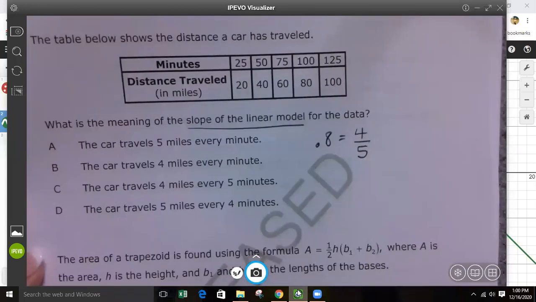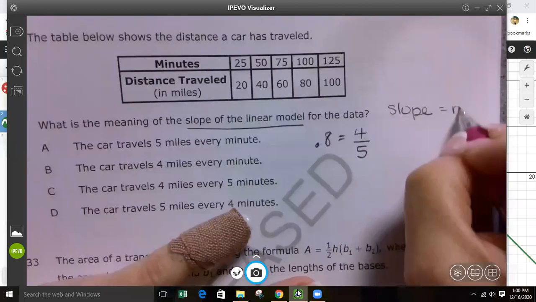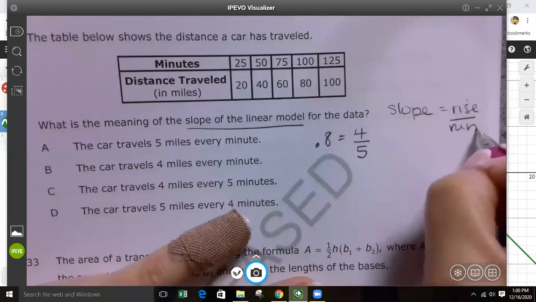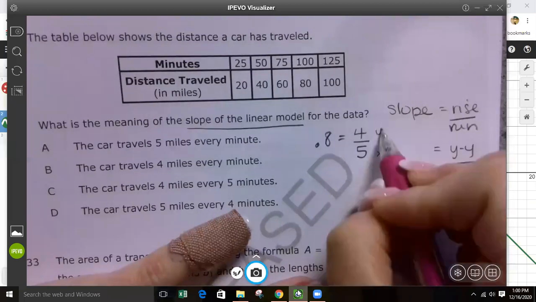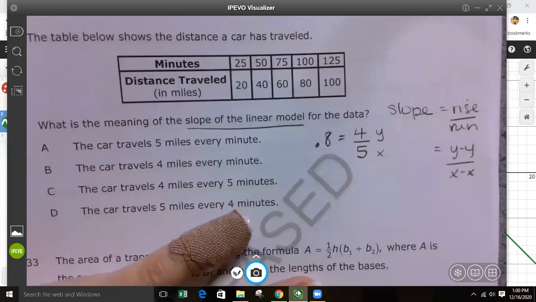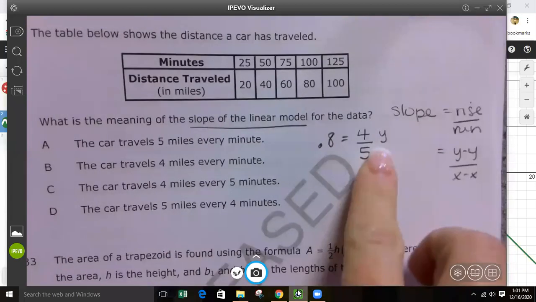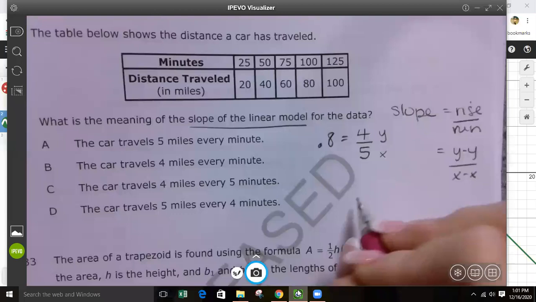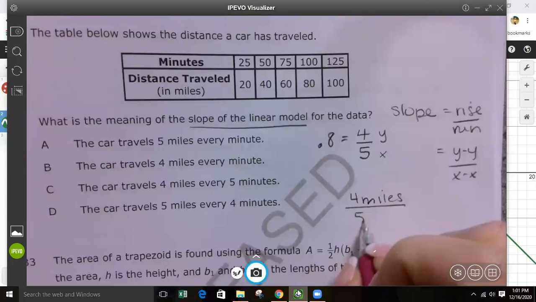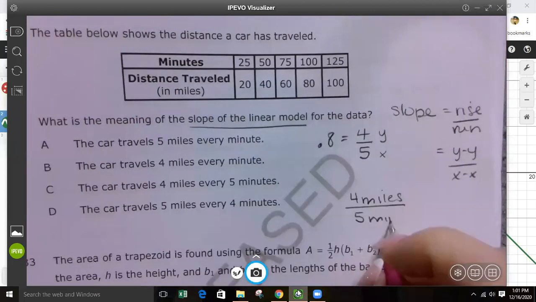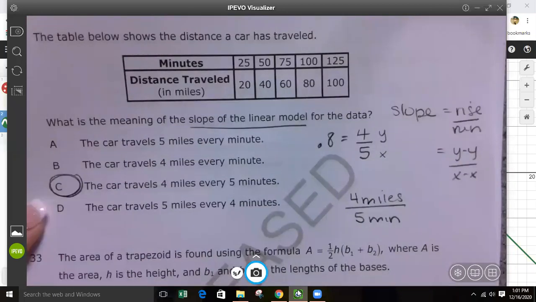4/5. Okay, don't forget that your slope is rise over run, or the change in y over the change in x. So these are your x's and these are your y's. The reason I tell you that is because you can see a bunch of 4s and 5s. Y represents the distance. So it would be 4 miles per 5 x's, minutes. So which one says 4 miles every 5 minutes? Is C.